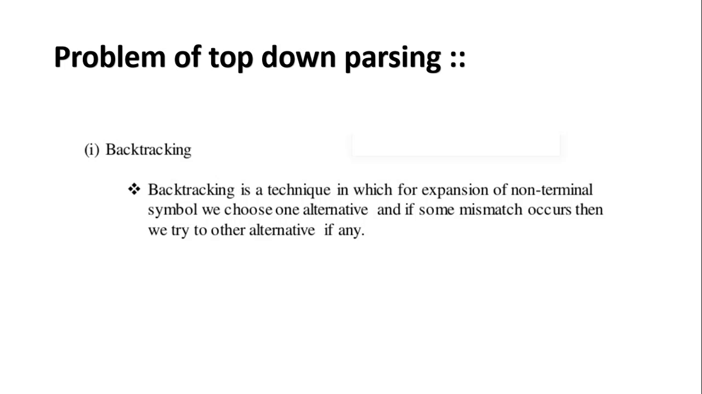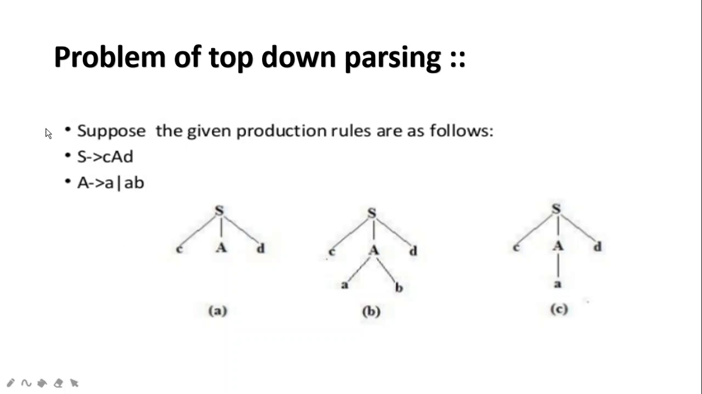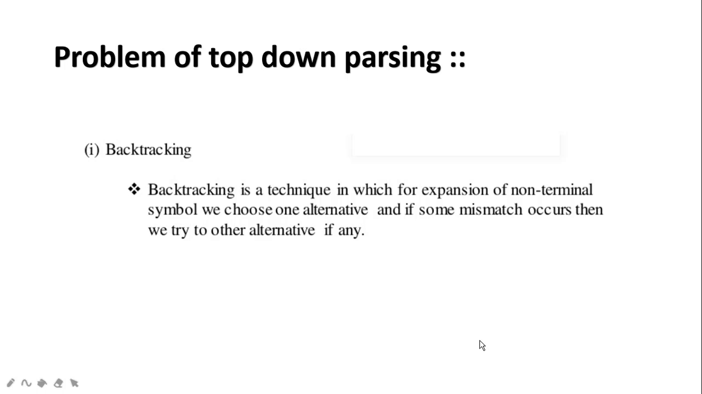So the first problem in top down parsing is backtracking. Backtracking is a technique in which, for expansion of a non-terminal symbol, we use alternative symbols. So that's the reason there is a big problem for that. Suppose the given production rule, you can see that there is an S. This example is backtracking.